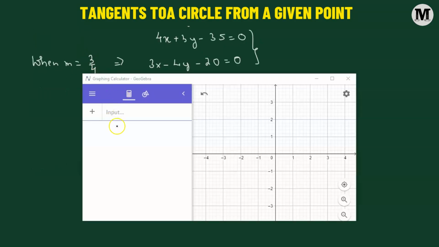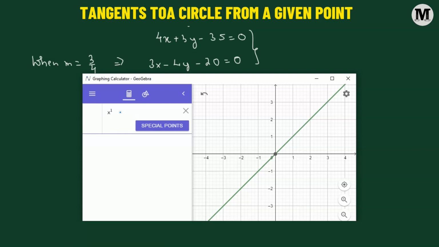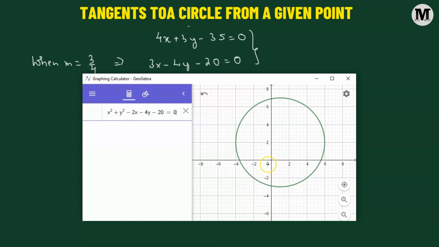Let's use a graphing calculator to understand the diagram. Here we start with the equation of the circle. We have x squared, then we have plus y squared, and then we have -2x minus 4y minus 20 equals to 0. That's the equation of the circle.